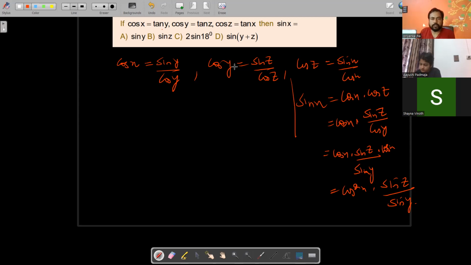But what would you do with this thing? This will be here, no? If you reverse and multiply, you get this cancel. No, it won't work, no?